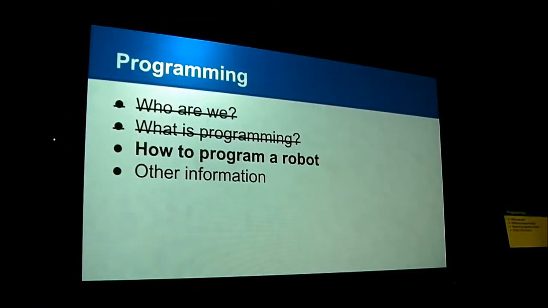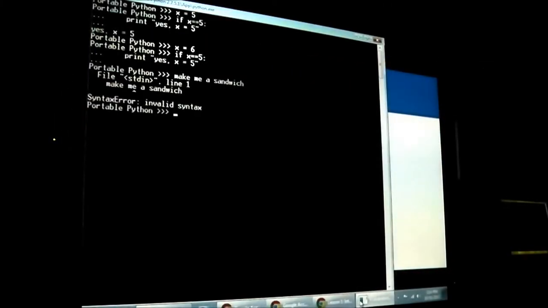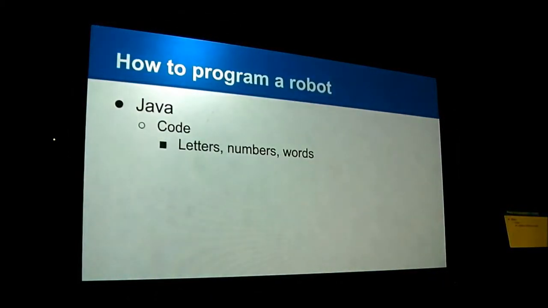So how do you program a robot? You can't just walk up to our robot out there and say, drive forwards. We use Java. And Java's hard. It's pretty intuitive though. It's similar to Python in that you have a series of letters and numbers and words, and you put them together to write a program to recreate some instructions.